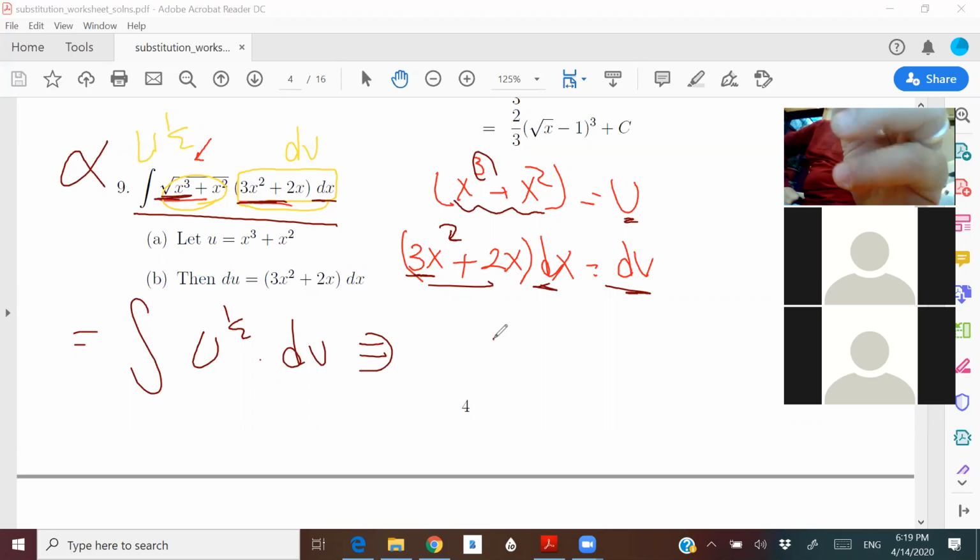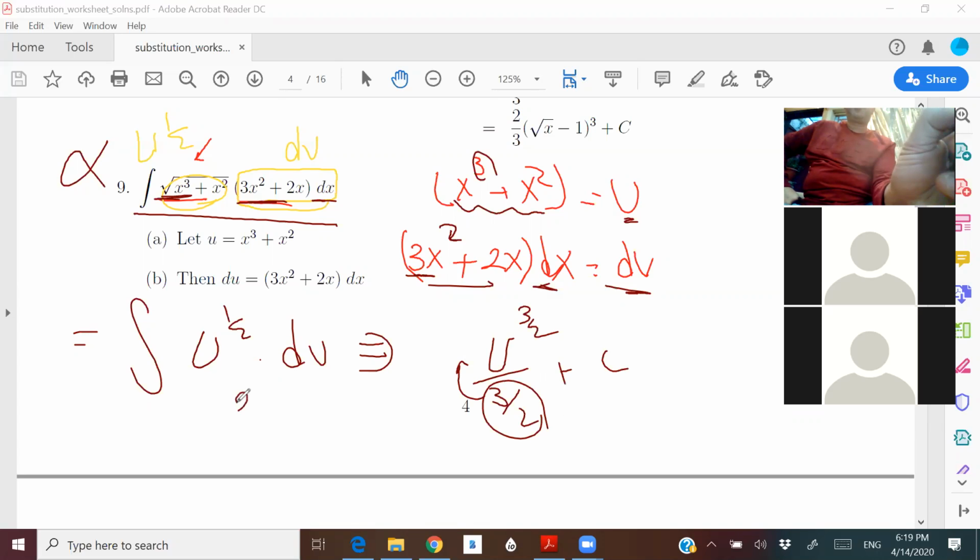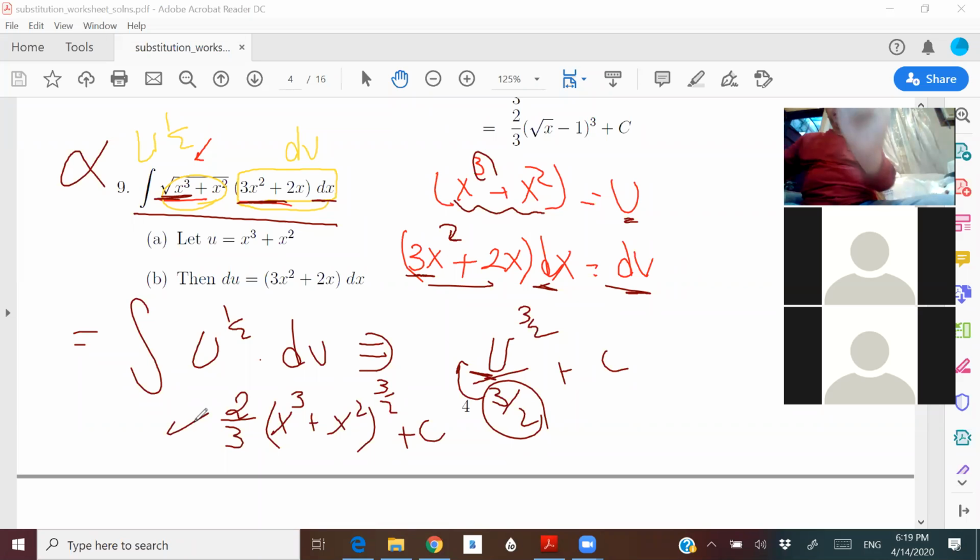After integration, it becomes u power 3 over 2, over 3 over 2, plus constant. Dividing by 3 over 2 means multiplying by 2 over 3. I have to replace u by x cubed plus x squared, power 3 over 2, plus constant. Hard?